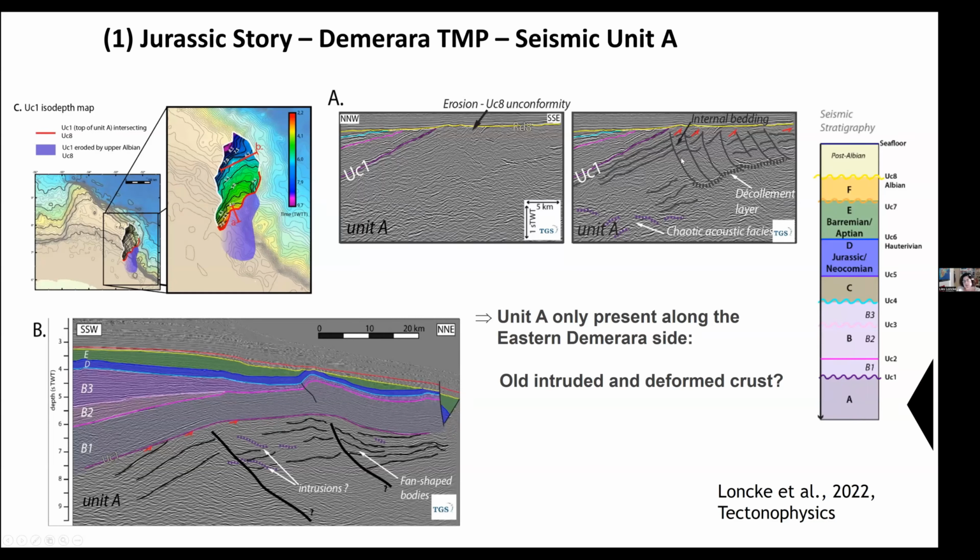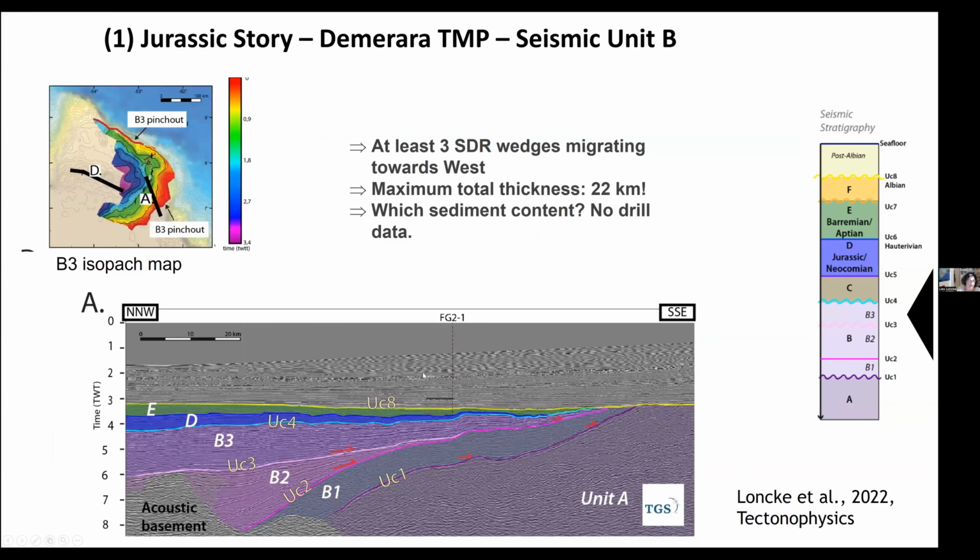Here is the interpretation. So you see here a system which is highly faulted by extensional tectonics. And you see also cross-cutting high amplitude reflectors. It is the same here, which we have interpreted as included bodies, magmatic included bodies. So we interpret this unit A as probably a magmatic-intruded and deformed crust, making the basement of Demerara.